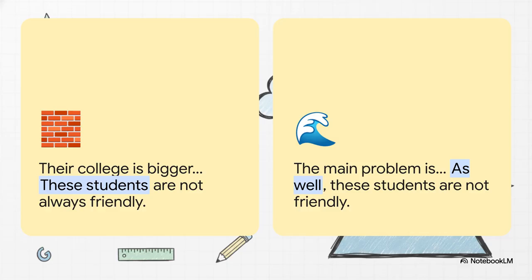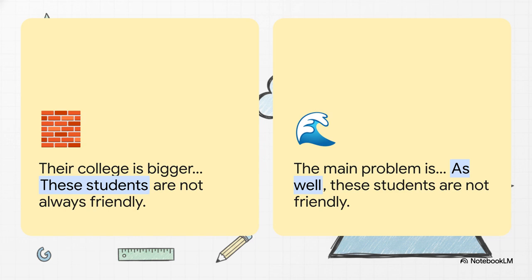Listen to this first version describing the problems of moving from high school to college. The ideas are unified, but listen to the flow. Their college is usually much bigger. The new first-year student often does not know any of the students. These students are not always friendly. It feels super clunky and robotic, right?